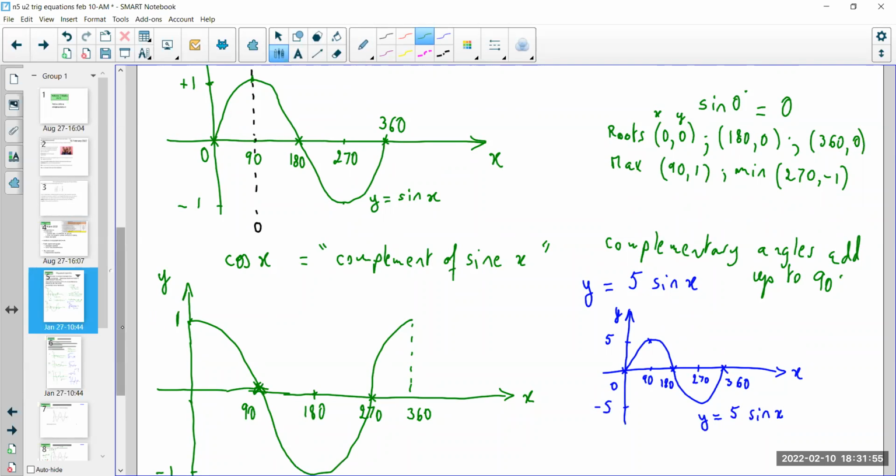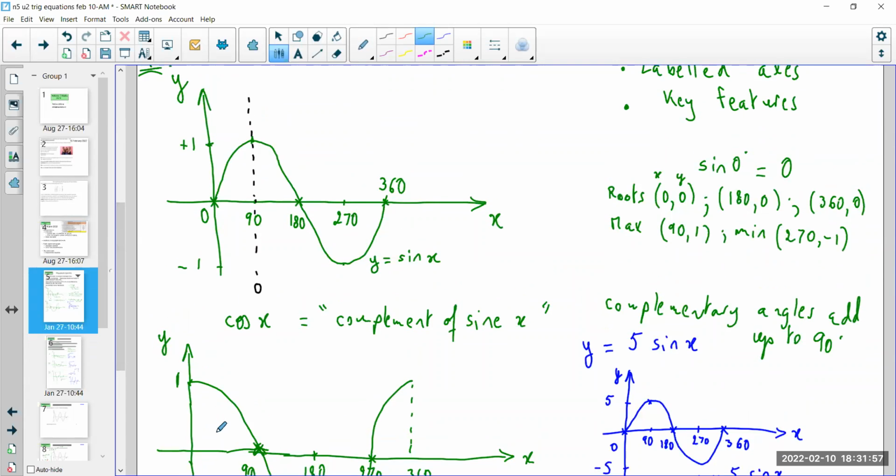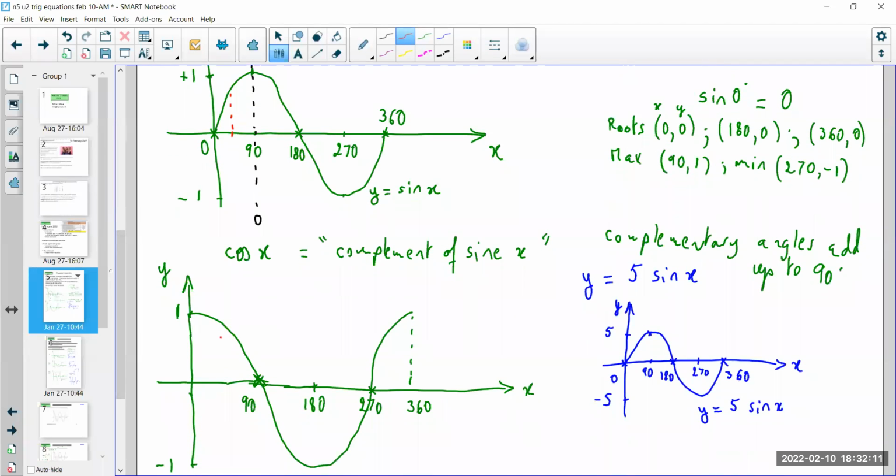And that means if we've done our work correctly, because 45 degrees is halfway between the two, 0 and 90, and 45 plus 45 gives me 90, if you check sine 45 and cosine 45, they'll be exactly the same value. So cosine 45 is equal to sine 45.